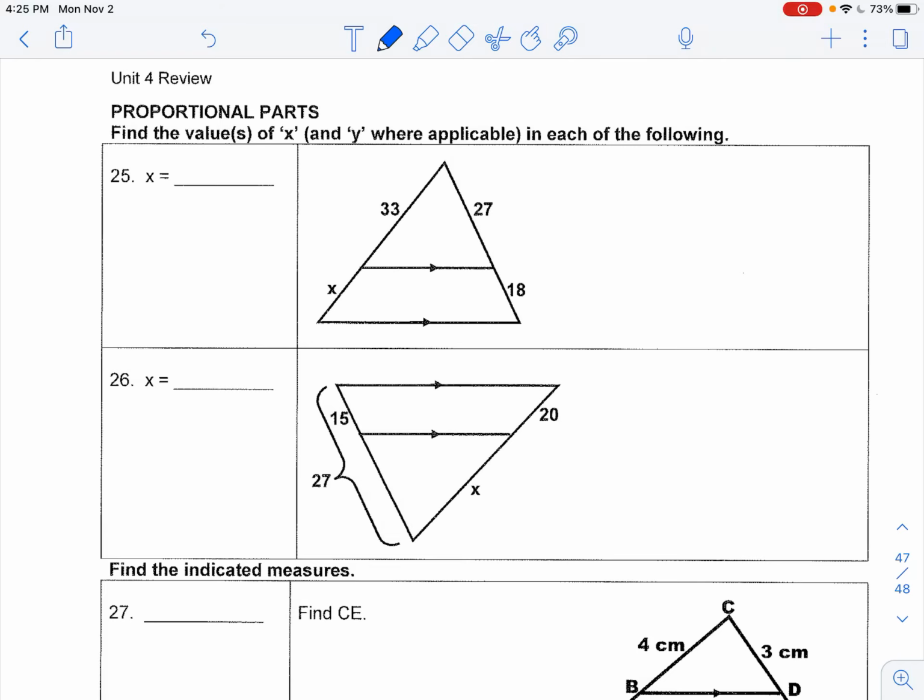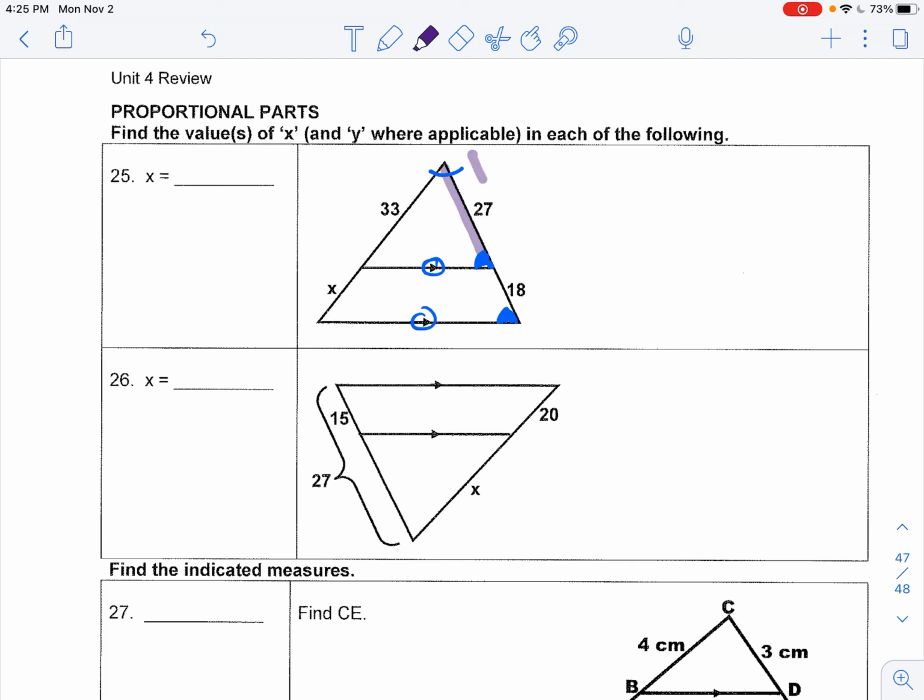All right, this is the last portion of the Unit 4B review, and we're looking at proportional parts. Find the values of x and y, where applicable, in the following. So let's set up our proportion. And by the way, we know that these are similar. They share the angle at the top, and if these are parallel, we have corresponding angles. So we can say that by angle, these are similar.